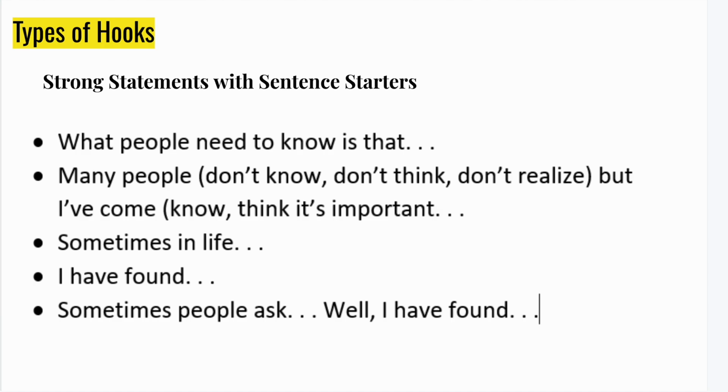Hey writers, so today we're going to work on your introduction by coming up with a variety of hooks. There are 4 different hooks we're going to talk about. The first one is a strong statement with a sentence starter.